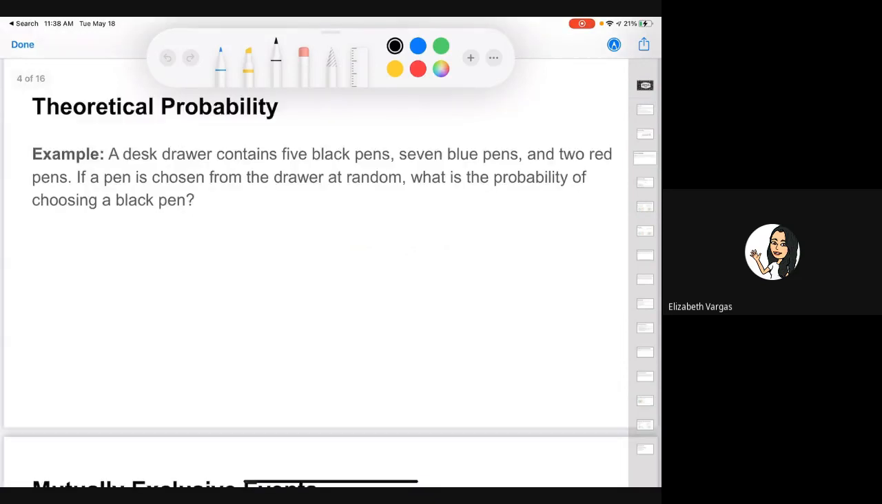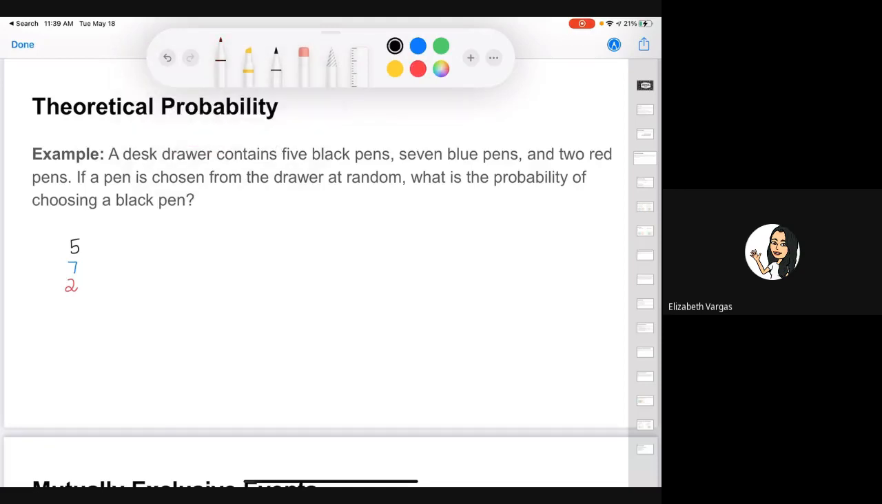So for example, here it says, a desk drawer contains 5 black pens, 7 blue pens, and 2 red pens. If a pen is chosen from the drawer at random, what is the probability of choosing a black pen? So what is the probability before that thing even happens? Okay, so we have 5 black pens, 7 blue, and 2 red, right?